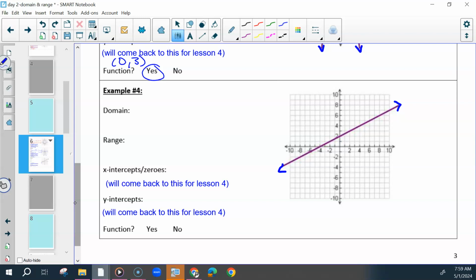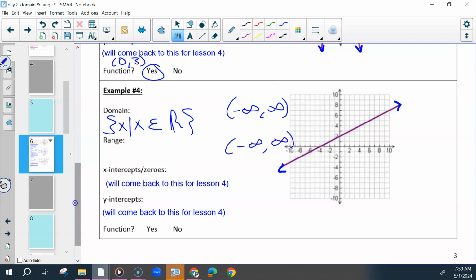Two. And what would that be in set builder notation? Just add one backwards. You just call it E. It's all real numbers. What about the range? Does it stop at 2? Yeah. It goes to infinity also. So then how would we write this?